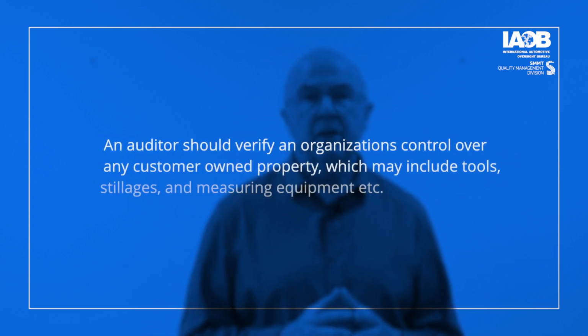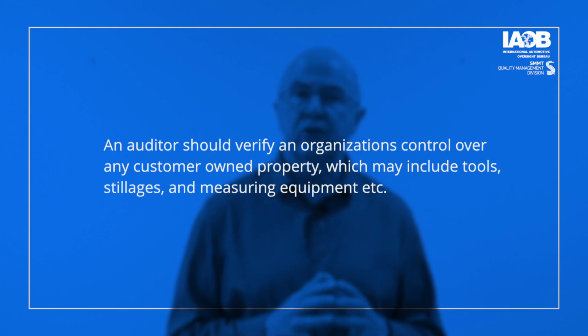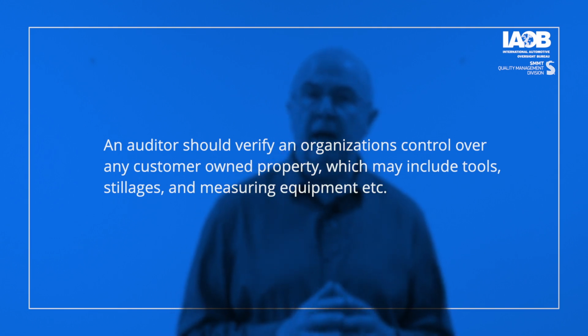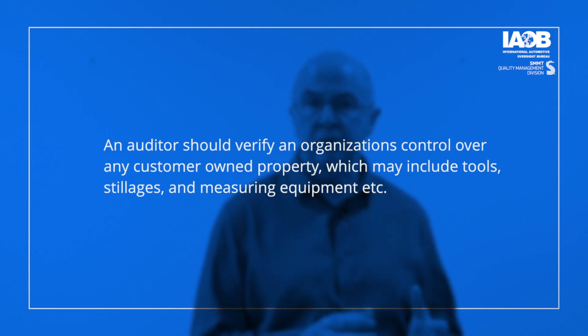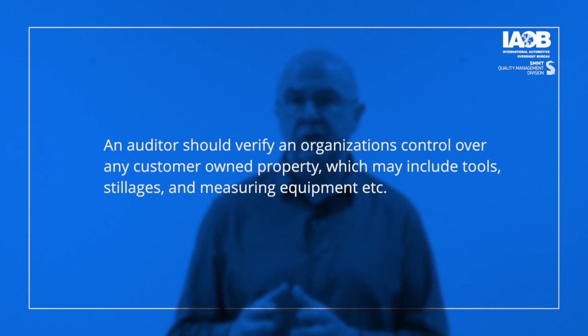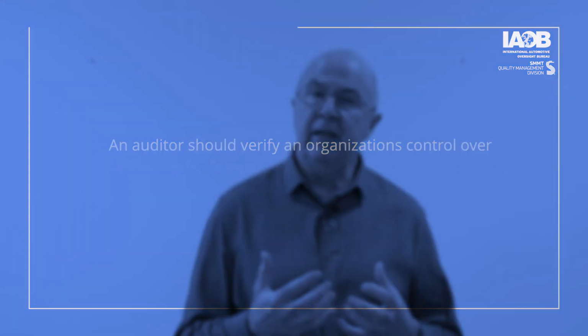An auditor should verify the organisation's control over any customer-owned property, which could include tools, stillages and measuring equipment. And if any issues are found, there should be a clear process of how they deal with that within their quality management system.